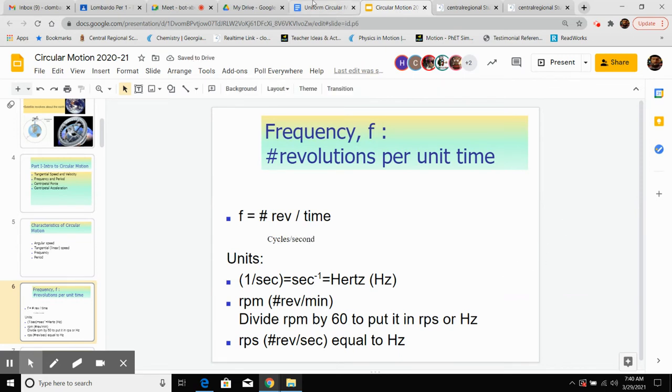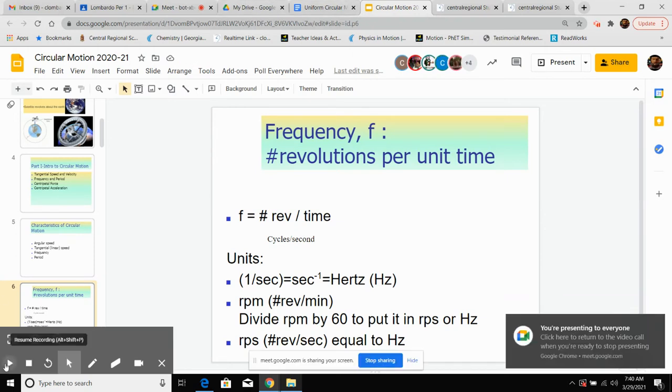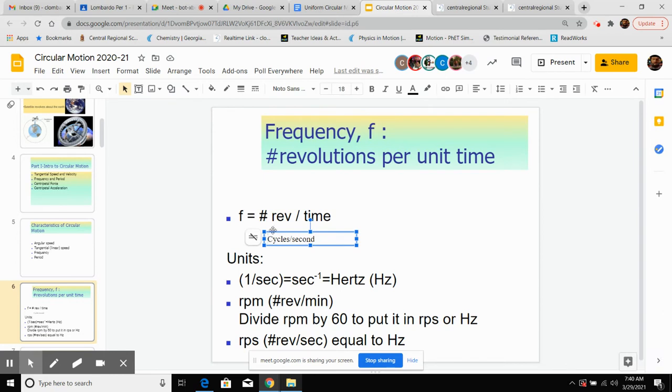Cycles per second. The number of cycles per second. I don't know if it has made that on yours or if it will update, but if not, you guys can add that as well. It's updating. All right, perfect.